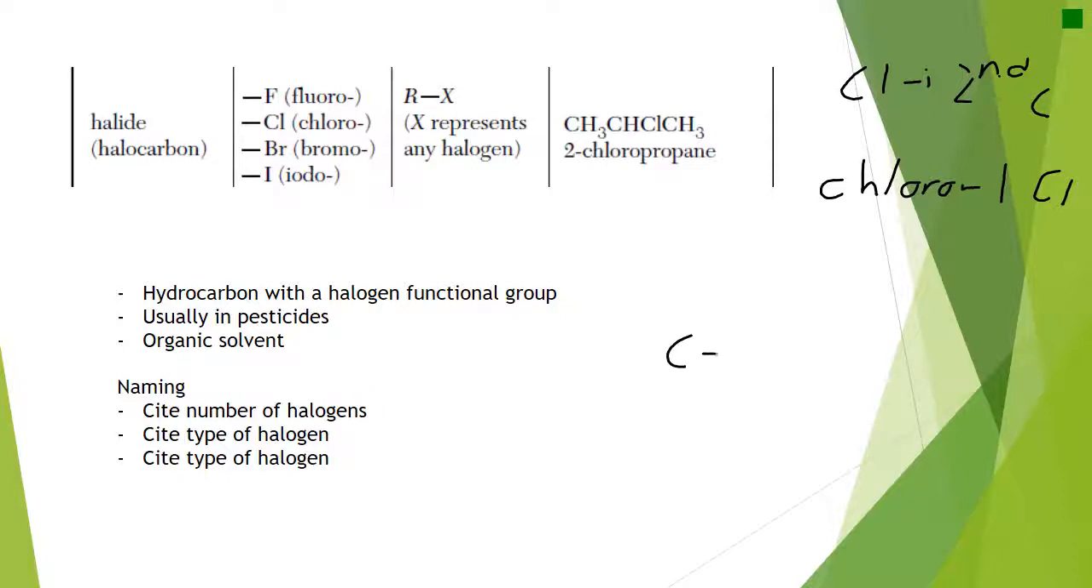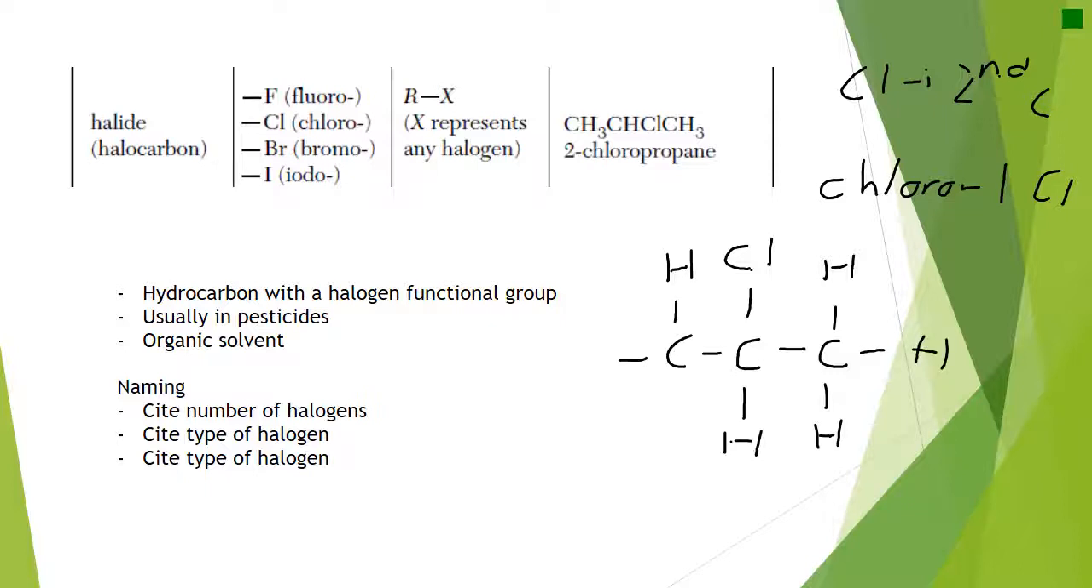So you have your 3 carbons since it's pro, and you have your chlorine on the second. It really doesn't matter if it's above or below, it just matters that it's on that second carbon. And you just draw out the rest of your hydrogens. And there you go. Now you have the structural drawing of 2-chloropropane.